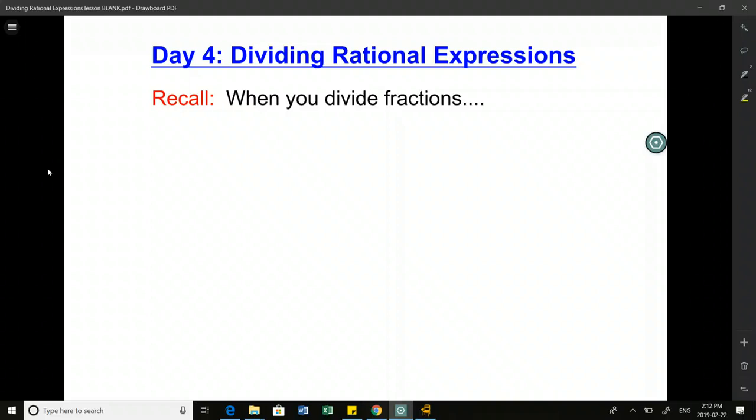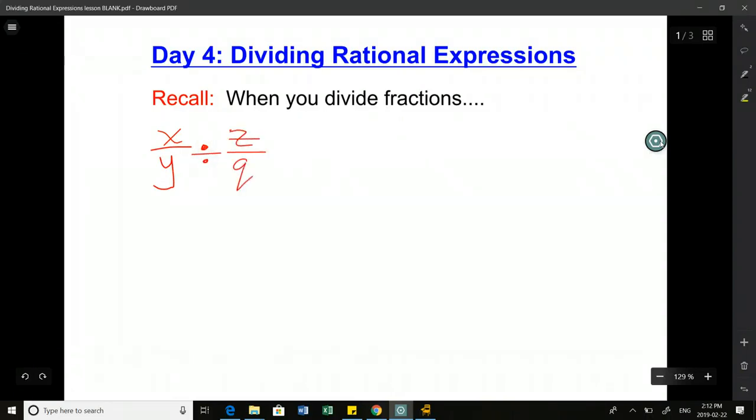Okay, so if I have something like x over y divided by z over q, my job is to take that second fraction only, the first one stays as it is, and we flip and we change to multiplication. I do not need to change any signs of anything, other than, of course, the division sign to multiplication. I'm not switching anything from negative to positive. So simply take the second fraction, flip and multiply. Okay?